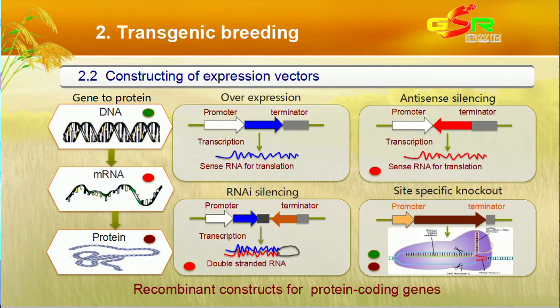This one is an overexpression vector. We inserted our gene in a normal direction and transcribed the normal messenger RNA, so the transgenic plants will overexpress a targeted gene or objective gene.